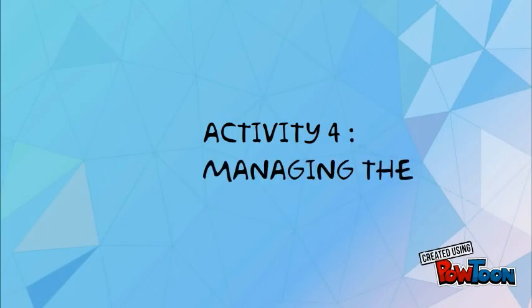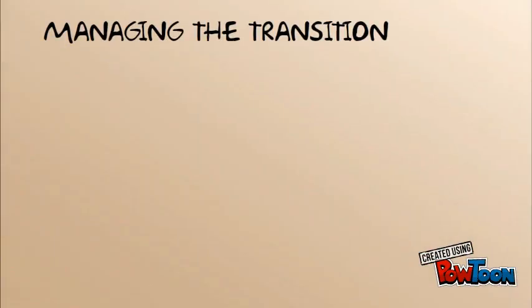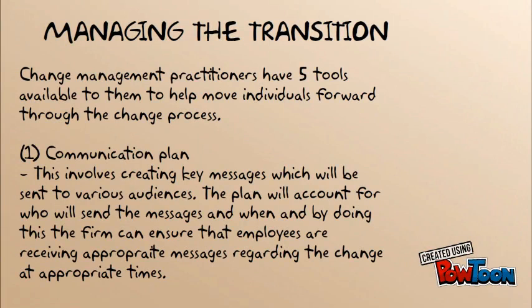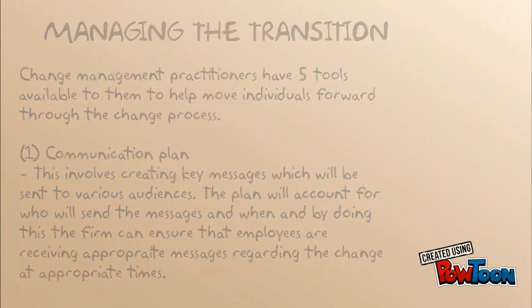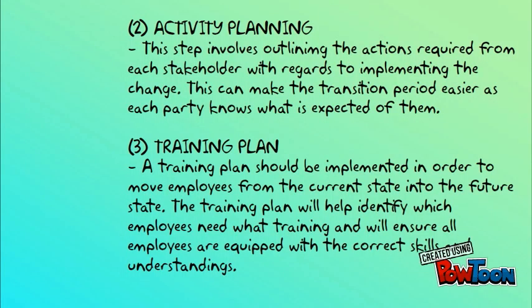Activity 4 involves managing the transition. Change management practitioners have 5 tools available to them to help move individuals forward through the change process. Communication plan. This involves creating key messages which will be sent to various audiences. The plan will account for who will send the messages and when, and by doing this the firm can ensure that employees are receiving appropriate messages regarding the change at appropriate times.